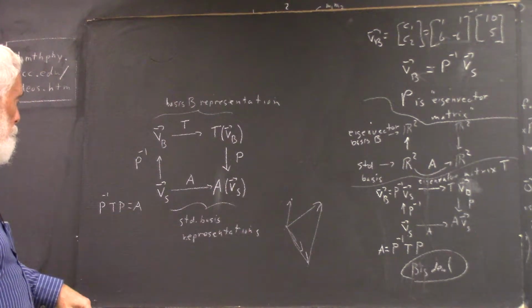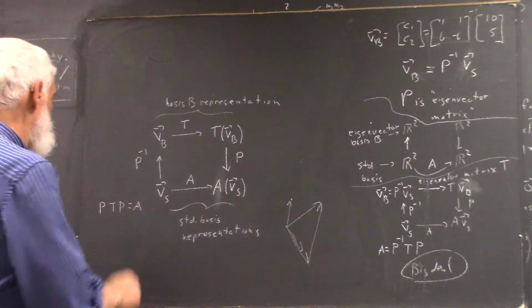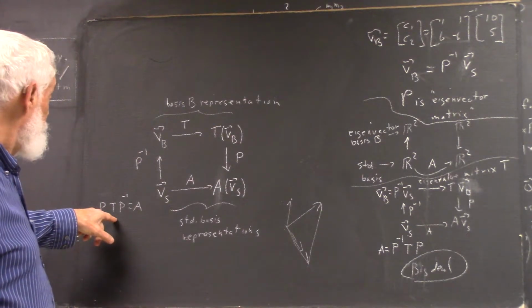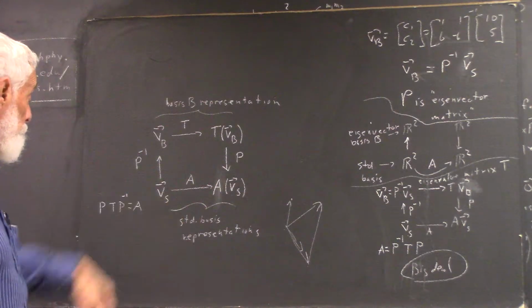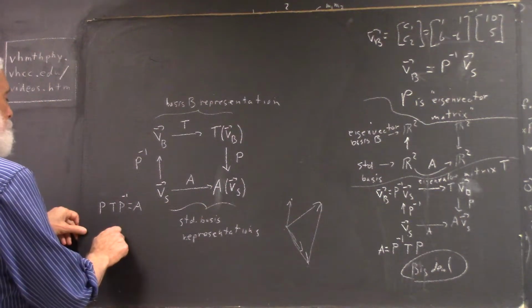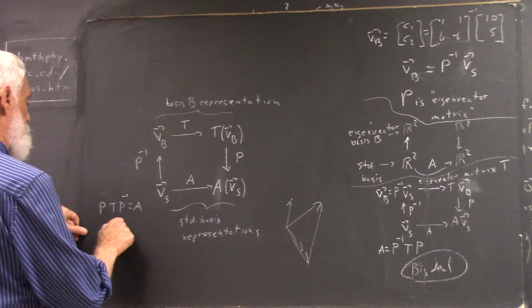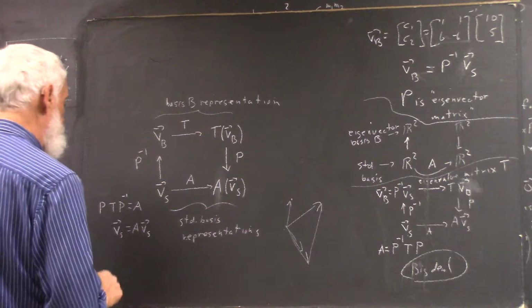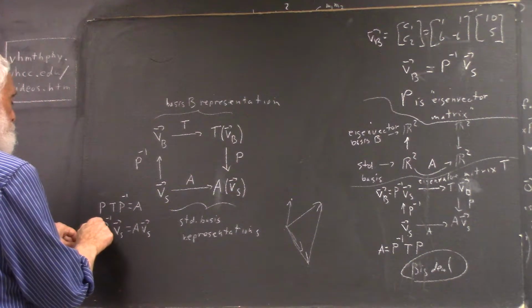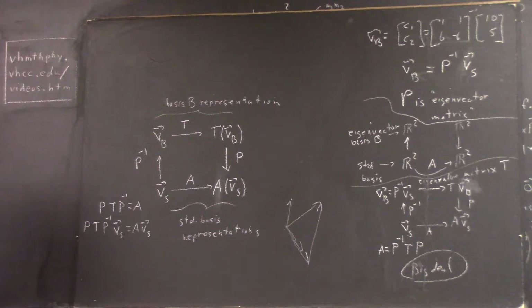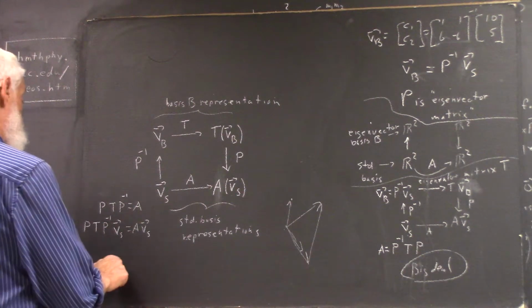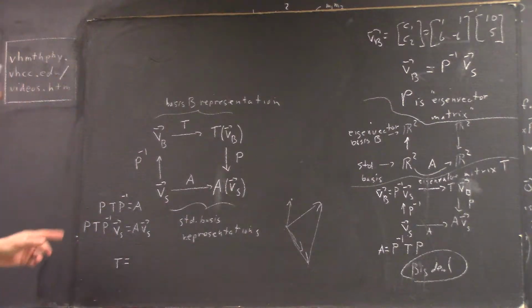Because we start at V sub S, we multiply by A, and we get here. Or, I was careless when I wrote that down. We start with V sub S and multiply by P inverse, and then by T, whatever it is, and then by P. So multiplying V sub S by A is the same as multiplying V sub S by P inverse, then by T, and then by P. Now, if we know our A and P matrices, we can easily find our T matrix, right? So our T matrix equals what? Well, multiply both sides by P inverse.